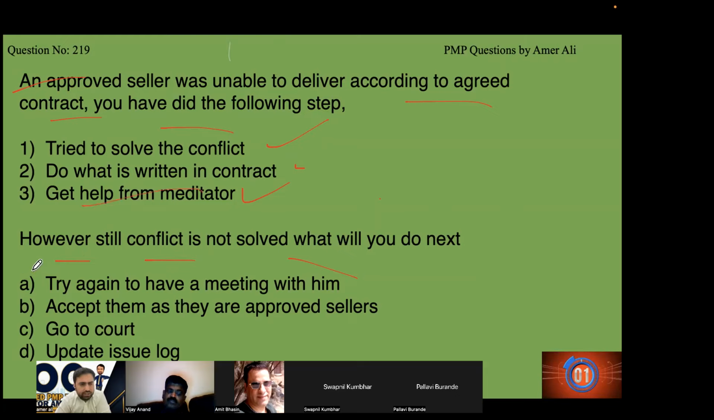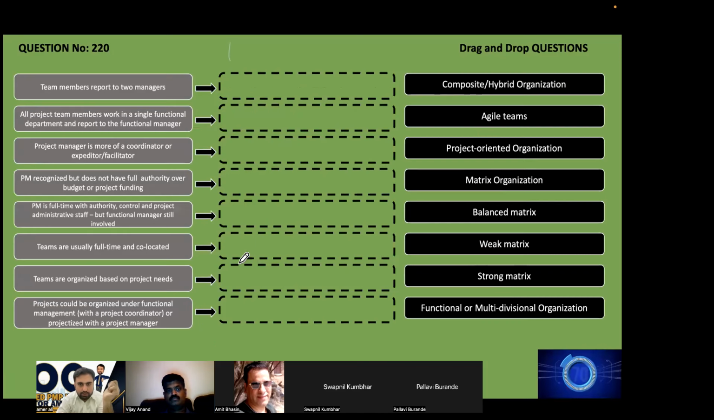Try again? Why? We even got help from the mediator. We will not do that. Accept them? Why? Update the issue log? All these things happened after the issue log. So the last option of arbitration or how to handle the procurement is to go to the court. A very strange scenario in this question. Very rarely do you have to go to the court, but in this question, you have to go to the court.